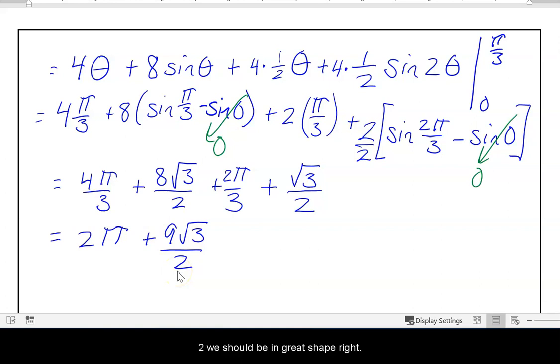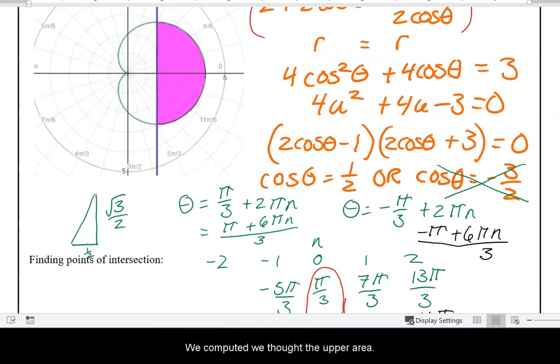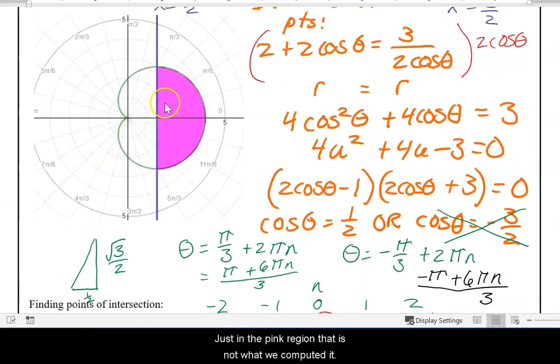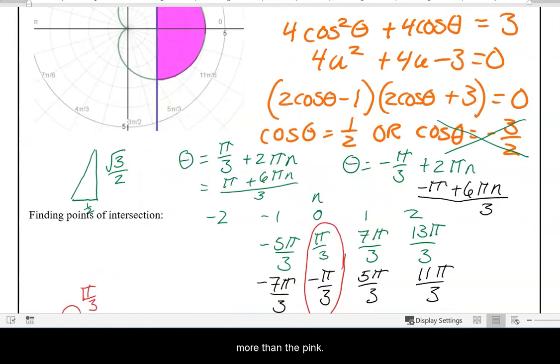We should be in great shape, right? Wrong. We're in big trouble. We forgot that when we're dealing with a polar graph, everything starts at the pole. Let's take a look at the graph and see what we actually computed. We thought we computed the upper area, just the pink region. That is not what we computed. By doubling it, we thought we got just the pink, but we got more than the pink.